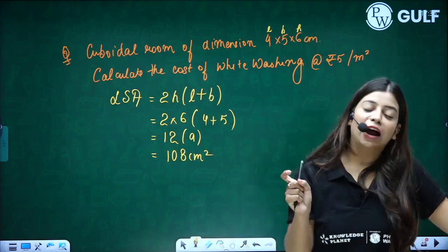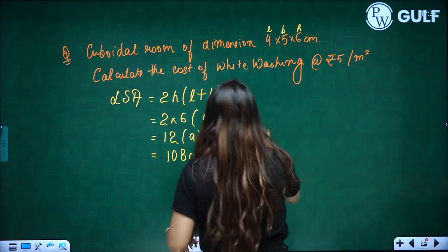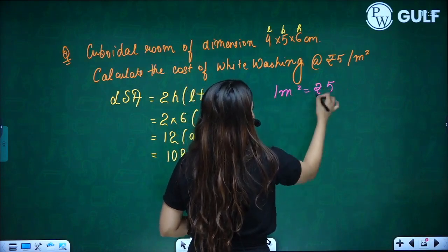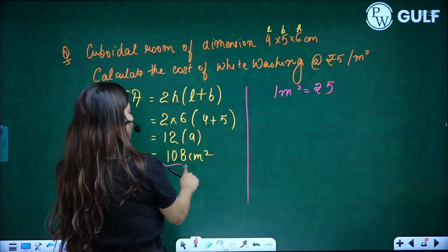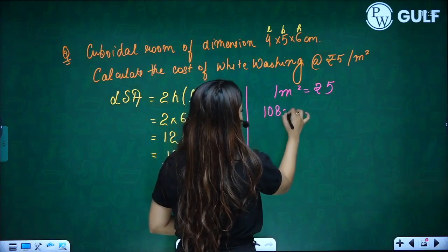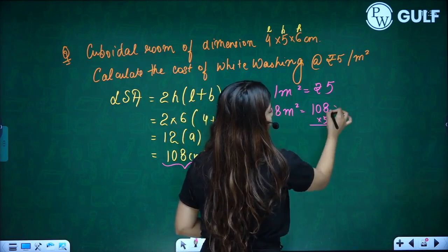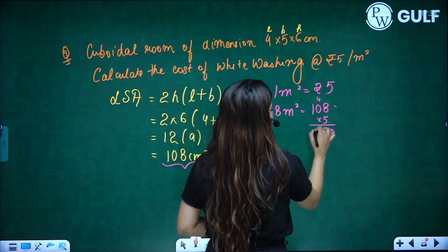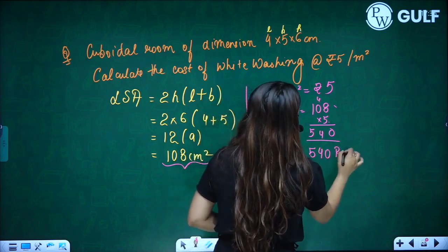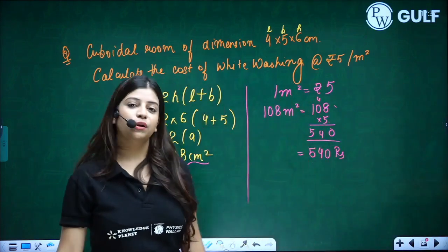The next thing that we have in front of us is what will be the cost, students. If for 1 meter square the cost is rupees 5, what do you expect will be the cost for 108 meter square? Basically for 108 meter square, it will be 108 into 5. So 5 8s are 40, 0, 4 carry, 5 1s are 5. So we will be giving 540 rupees for whitewashing. I hope this is clear with everyone, right?